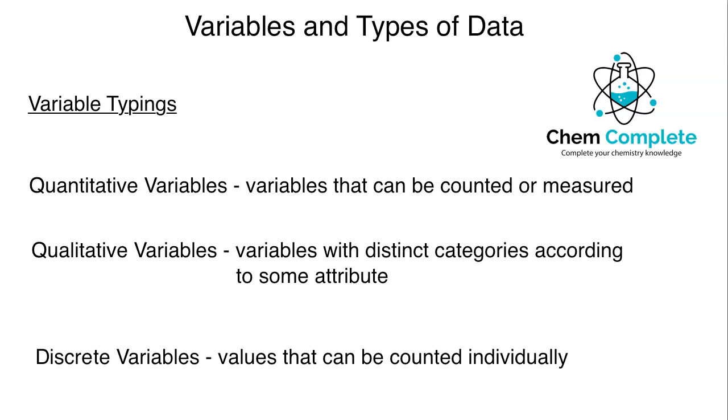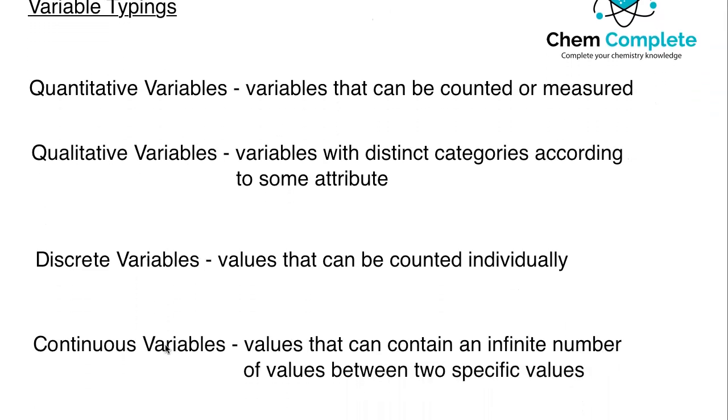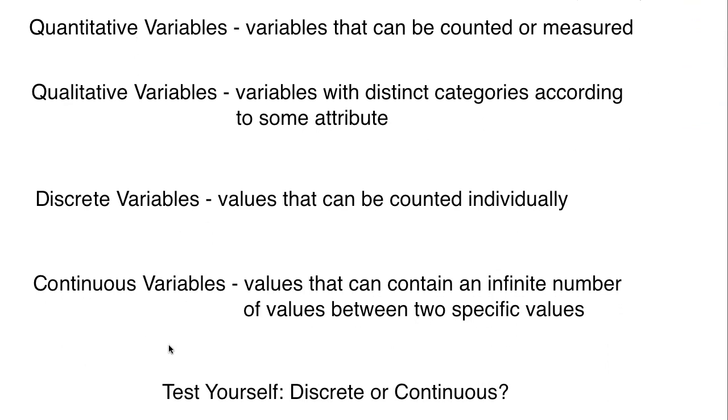Now, under quantitative variables are two subsets. We have discrete variables and continuous variables. Discrete variables are values that can be counted individually, which means whole numbers. In other words, I could count them off and say 1, 2, 3, 4. An example of that would be, how many dogs does your family own? Well, it could be 0, 1, 2, 3, 4, etc. But you're not going to have 2.5 dogs or 2.66 dogs. So when you count them individually, you get whole discrete numbers in your counting.